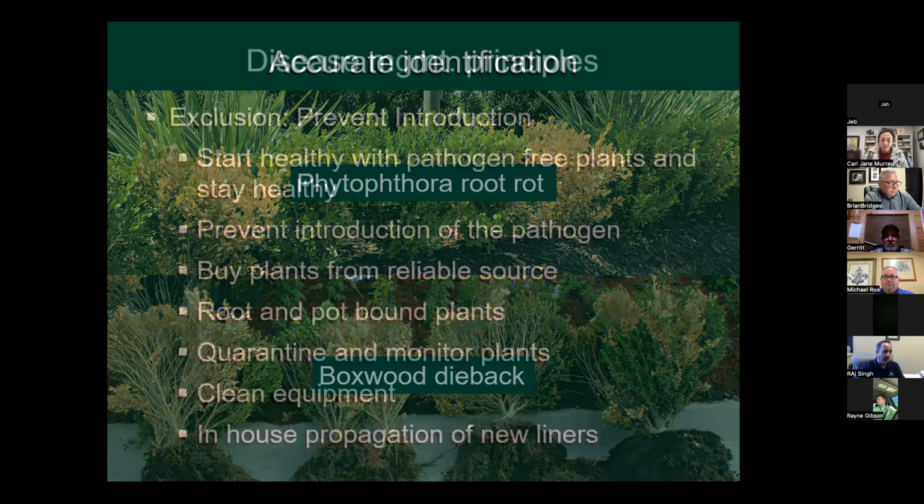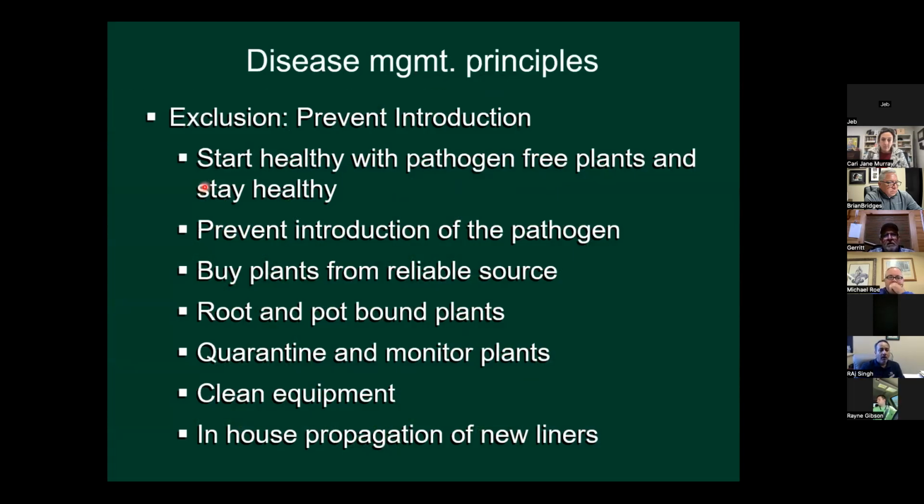So right now I'm going to go over some of the disease management principles, and there are three main ones: exclusion, eradication, and management of the disease. You are all professionals and have more experience than me, but if we can put these into our management strategies, there will be fewer headaches in the future.